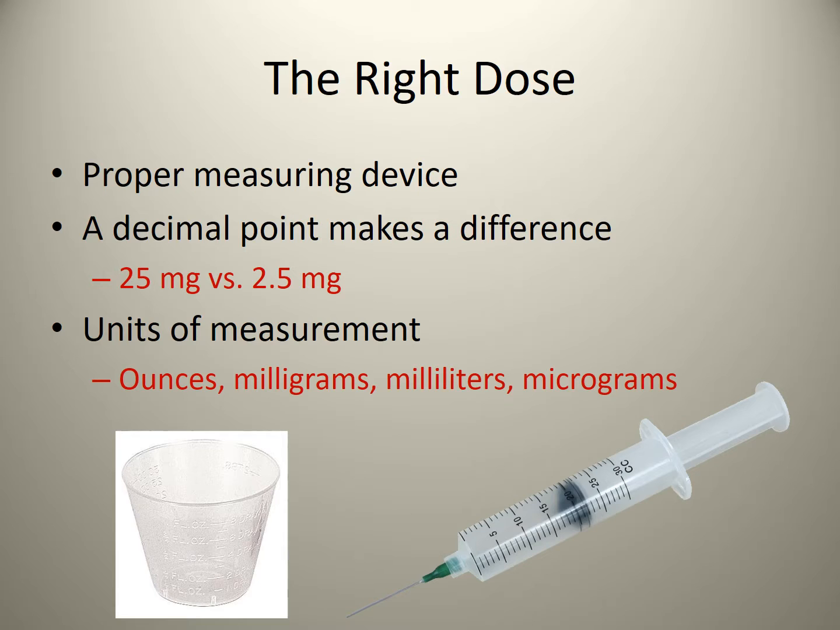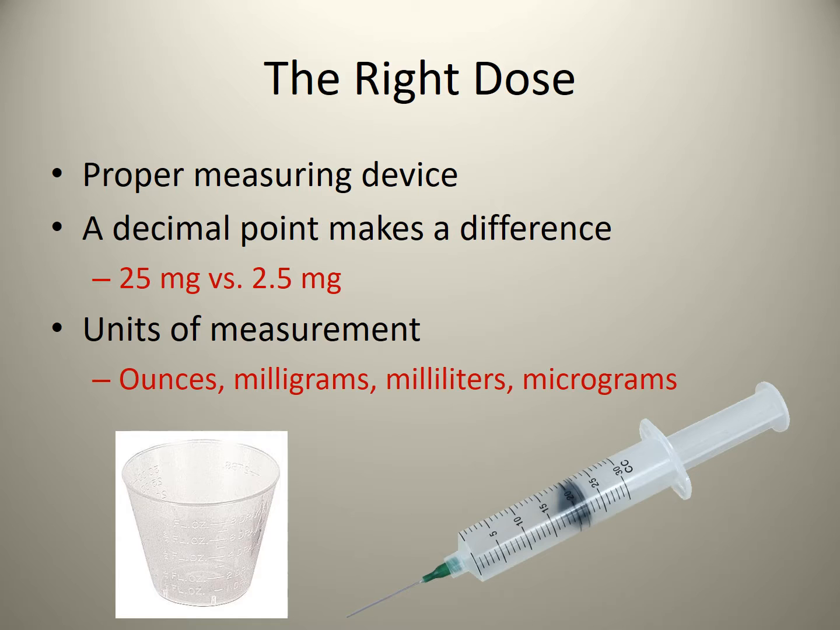The right dose. Again, we're comparing the prescription label with the mark sheet. See if the dose matches. We will require a proper measuring device, such as a medication cup, with appropriate markings of measurement on it. Measuring device may come in the form of a syringe. It may come as the medicine cup itself.